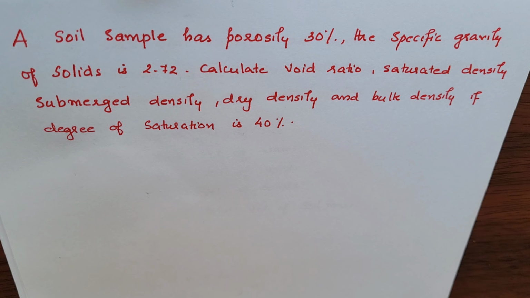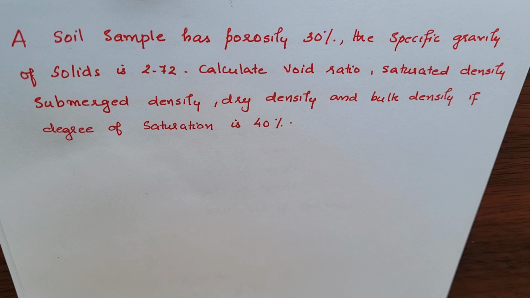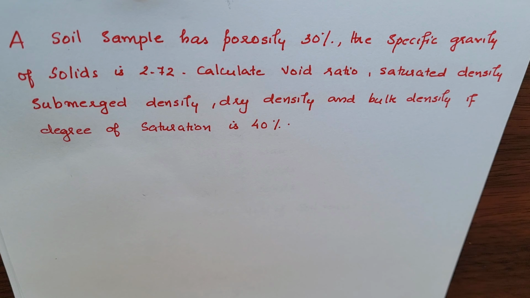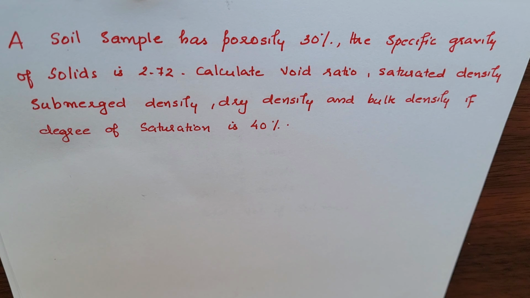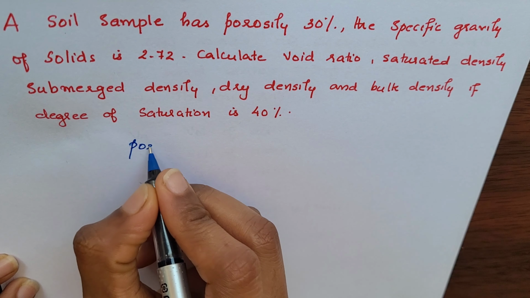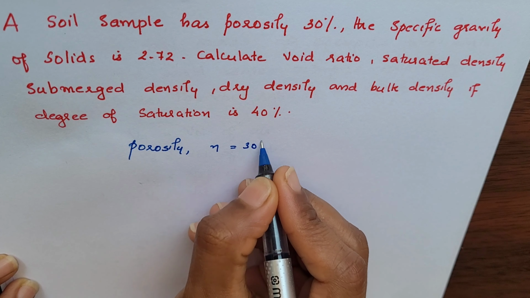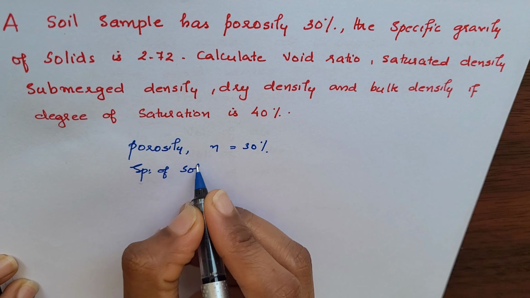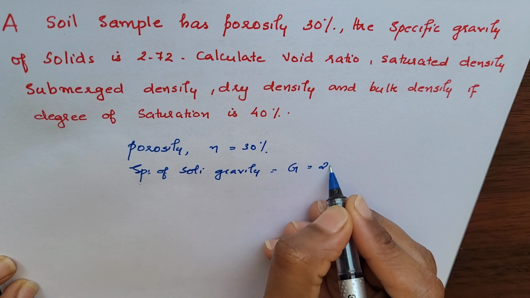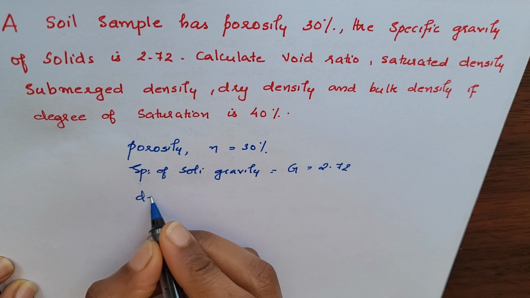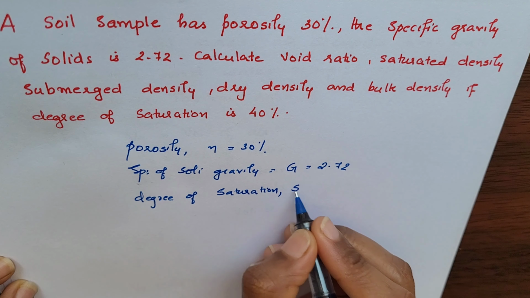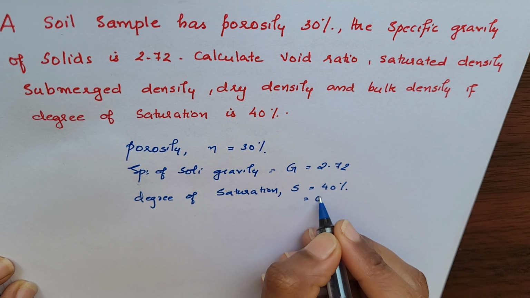Next question. A soil sample has porosity 30% and specific gravity of solids 2.72. Calculate void ratio, saturated density, submerged density, dry density and bulk density, if the degree of saturation is 40%. First of all, we write what is given in the question. Porosity is denoted by n as 30%, specific gravity of solids is denoted by G, that is 2.72, and degree of saturation is denoted by S, that is 40%, equal to 0.4.